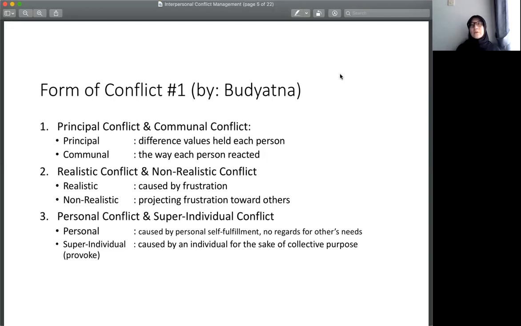The non-realistic one is when we are projecting our frustration towards others. For example, if we are having personal insecurities and we could not deal with that, we usually seek out other people's insecurities.